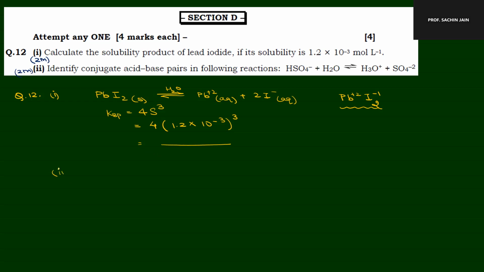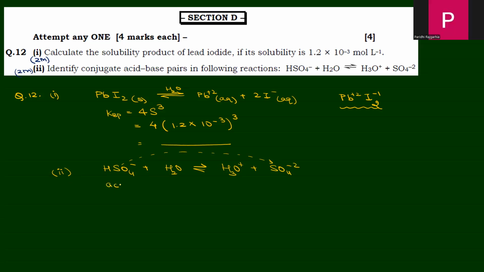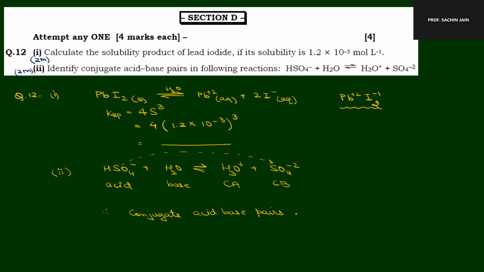then you can solve it to get the answer of Ksp. Second part: identify the conjugate acid-base pairs in the following reaction. Bisulfate is reacting with water to give hydronium ion and sulfate. So from bisulfate to sulfate, what do you observe? Is it a proton donor or an acceptor? Donor. Proton donor means acid according to Bronsted, so its conjugate base is sulfate, and water is behaving like a base, so this is its conjugate acid. Therefore, the first conjugate acid-base pair will be bisulfate with sulfate, and the second will be water with hydronium ion. This is how you have to write your answer.